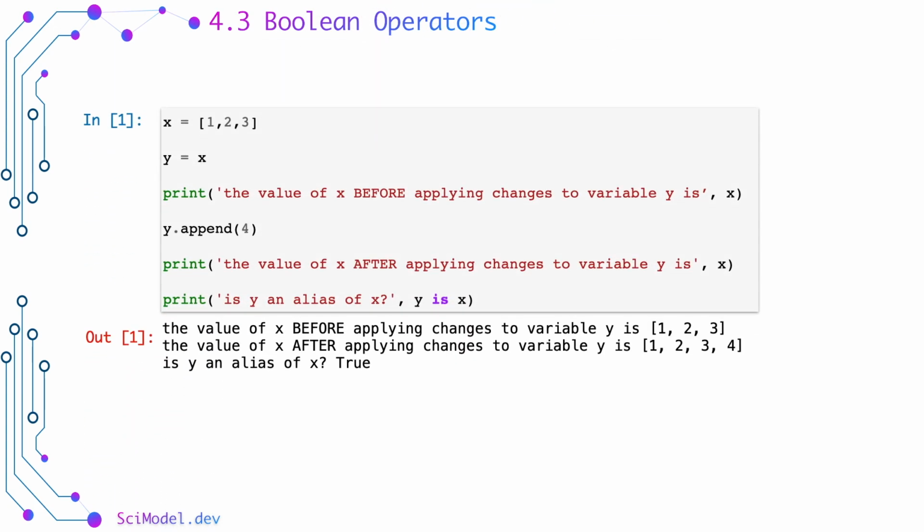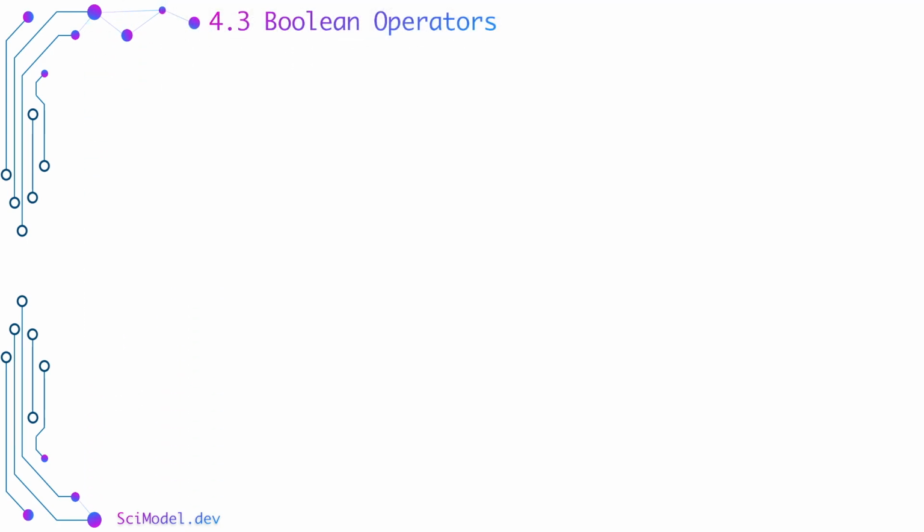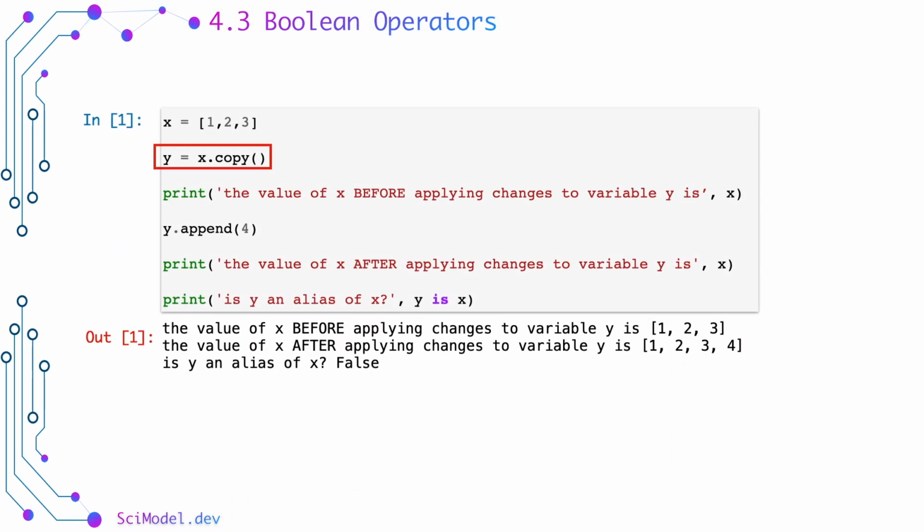In the case where variables x and y point to the same object, the is operator returns true since both variables point to the same object and updating one variable will affect the other one. However, when y is no longer an alias of x, meaning that updating y does not affect variable x, the is operator returns false since both variables do not point to the same object.